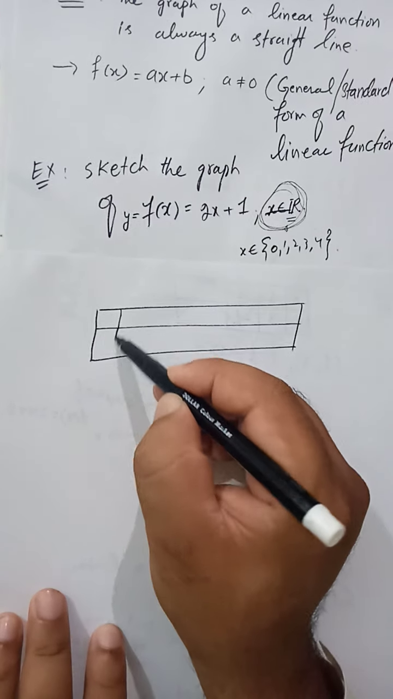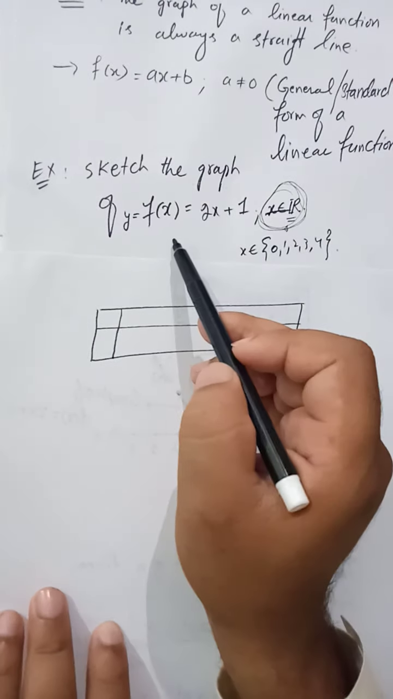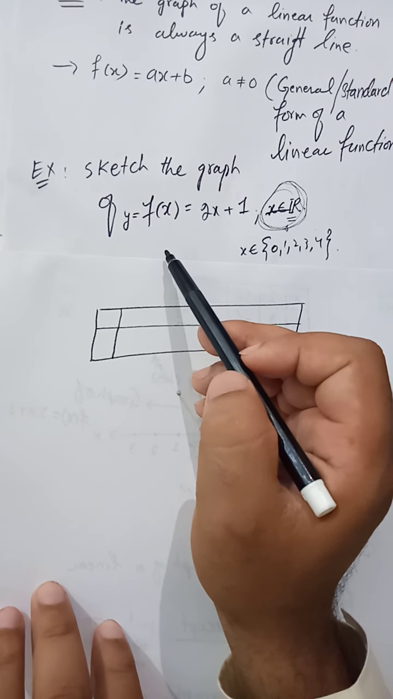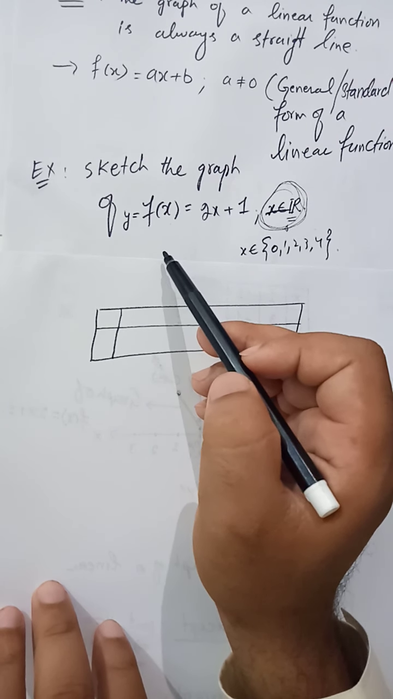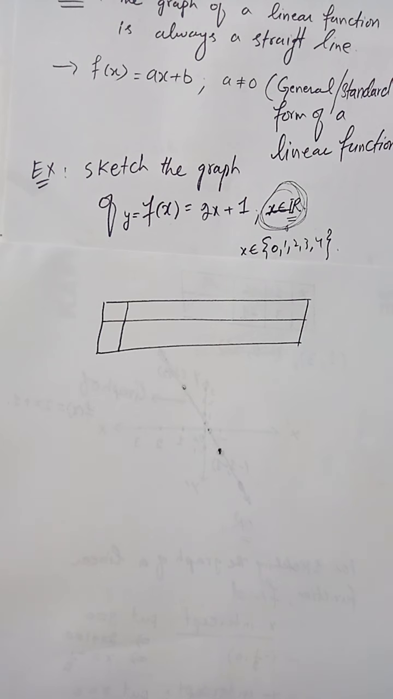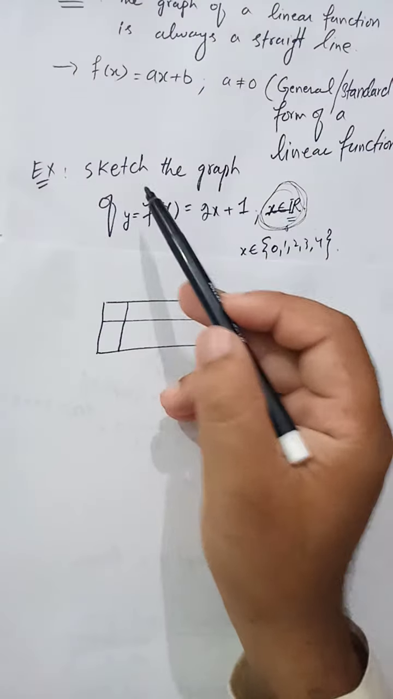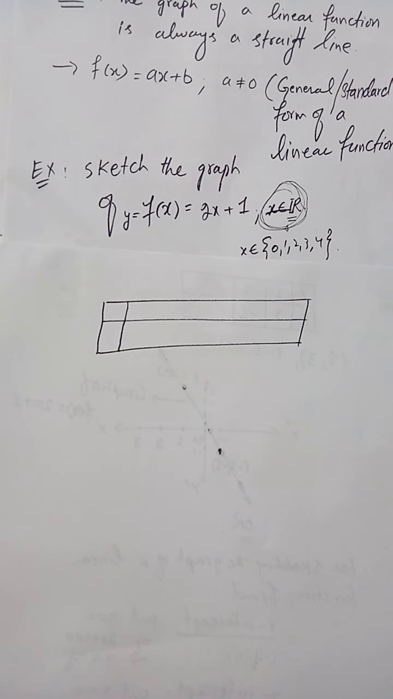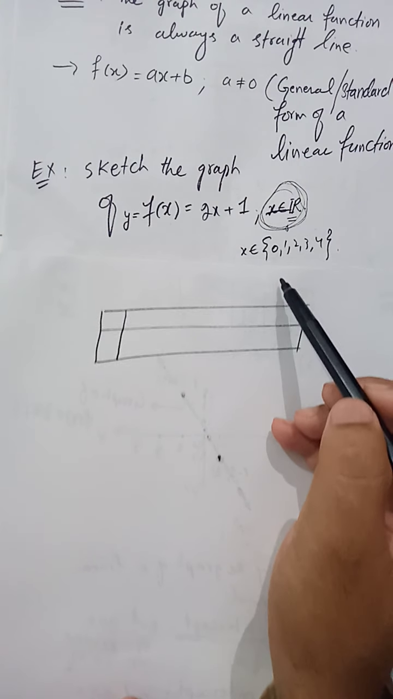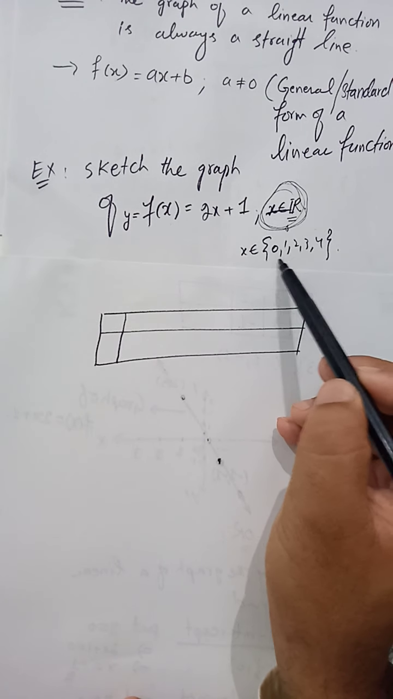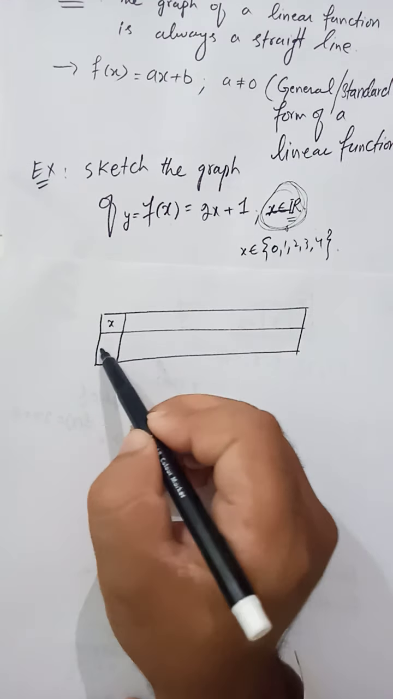For that you need to find the ordered pairs, because the graph of a function is a curve in a plane, and you know every curve in a plane, whether a straight line or not, is made from infinitely many points, and for every point in a plane we have an ordered pair. So if you want to sketch the graph of this function, you need the ordered pairs. How can you calculate them? The inputs, the domain, are these. So this is x, this is y.